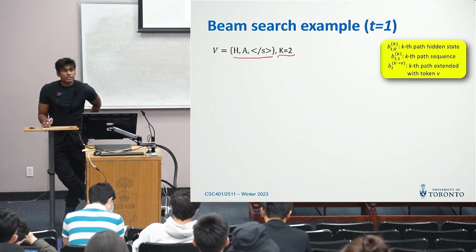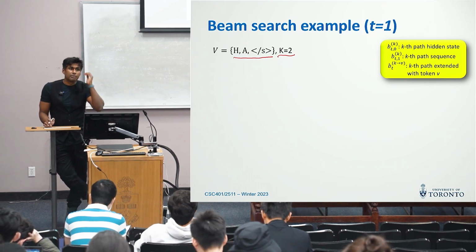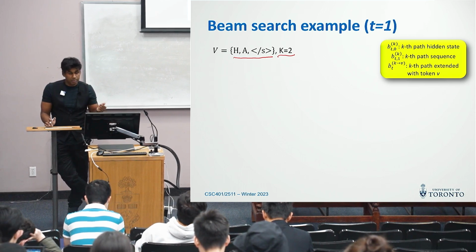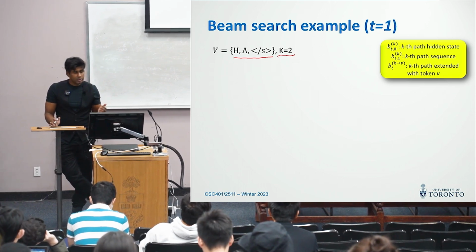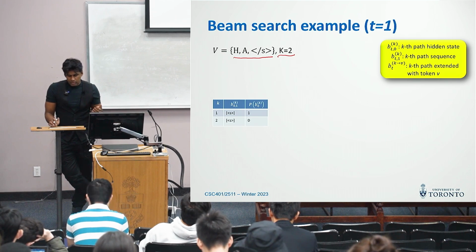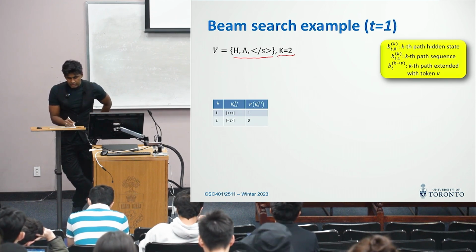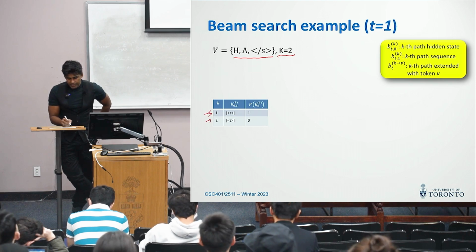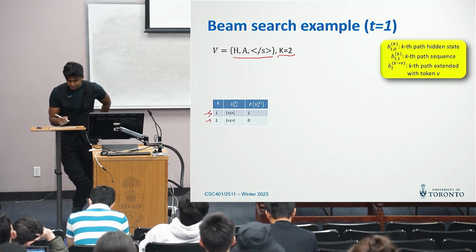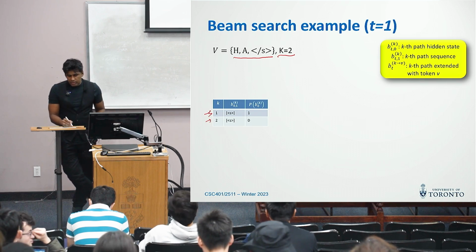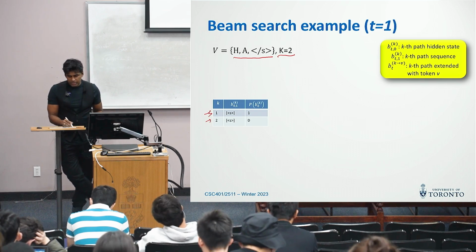I want this to be interactive. Please help me if I get stuck, because I don't remember this slide very well myself. So we start off, this is our initialization. Here these are the two paths, 1 and 2. So what is B01? What is this subscript notation?